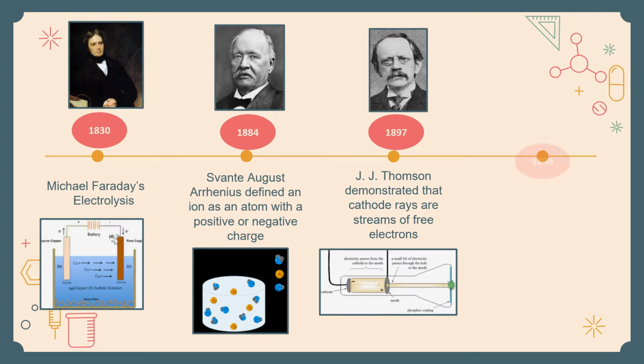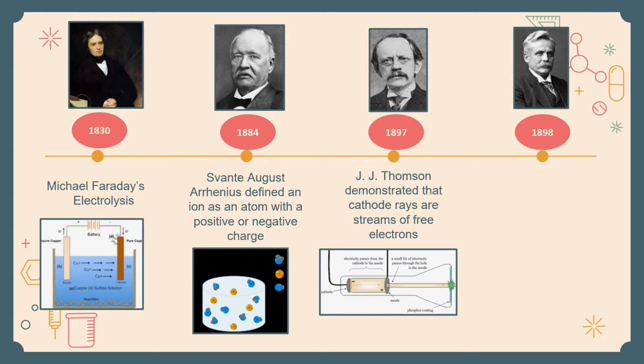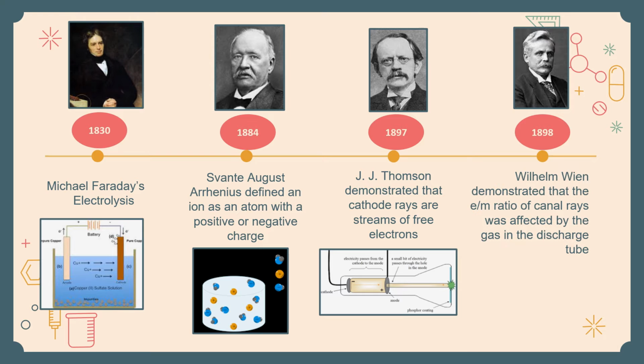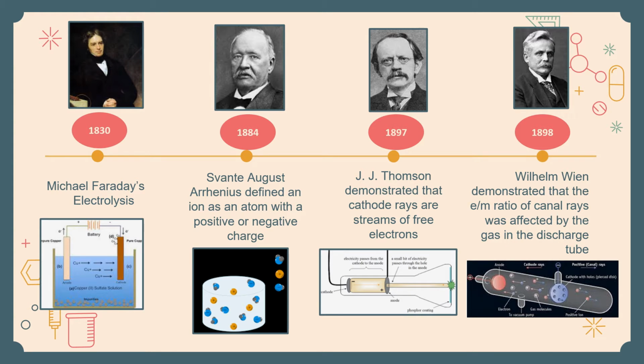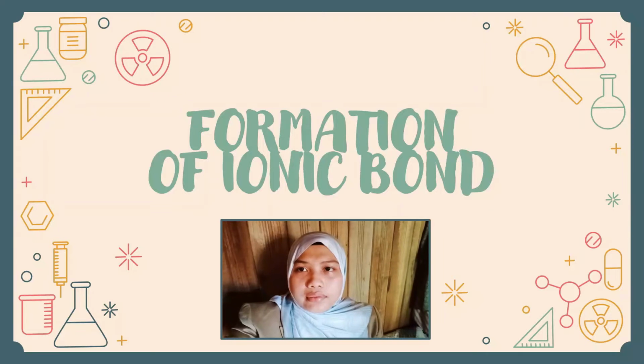By 1898, Wilhelm Wien had shown that the e/m ratio of canal rays depends on the gas in the discharge tube. He showed that the positive charges, unlike electrons, were not transferred from one atom to another and so could not be involved in the bonding. From that time on, theories of ionic bonding and the transfer of electrons developed rapidly.